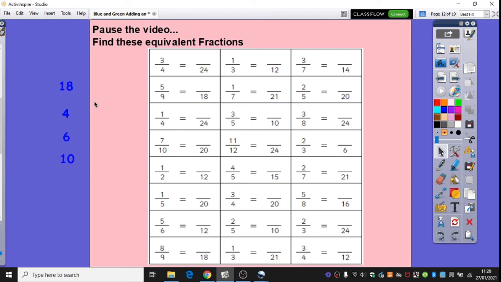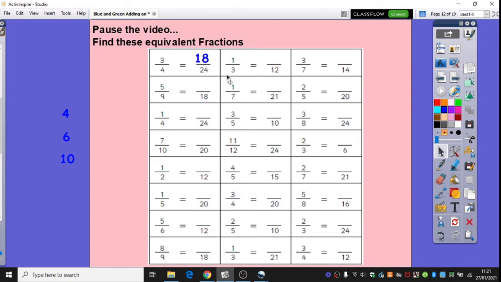So I'd like you in a minute to pause the video and just have a go. You don't need to do all of these, but just have a go at a few of them, working out the equivalent fractions. So let's do a couple together. We've got 3/4 equals something 24ths. So 4 multiplied by what is 24? 4 multiplied by 6 is 24. 3 times 6 is obviously 18.